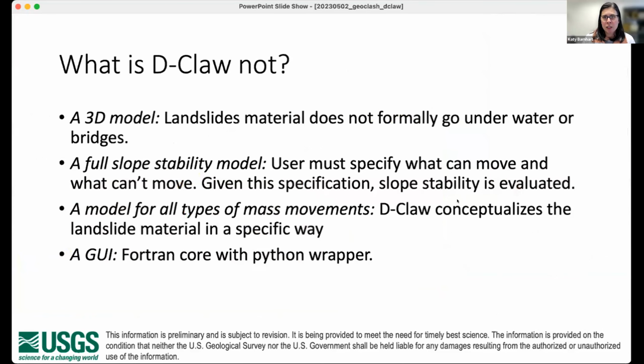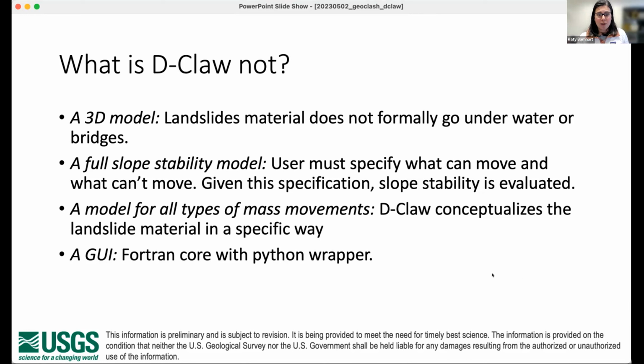center. So I'm going to conclude with a few comments on what DCLAW is not. DCLAW is not a 3D model. So landslide material doesn't formally go underwater. It doesn't go under bridges or through culverts. It's also not a slope stability model exactly. A user must specify what can move and what can't. And then given that specification, slope stability is evaluated.